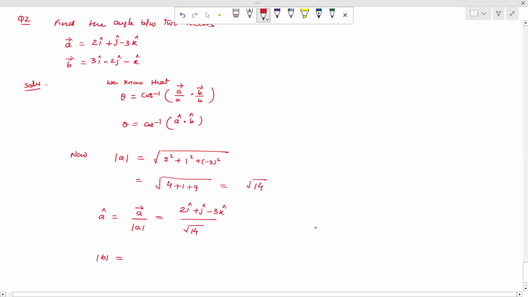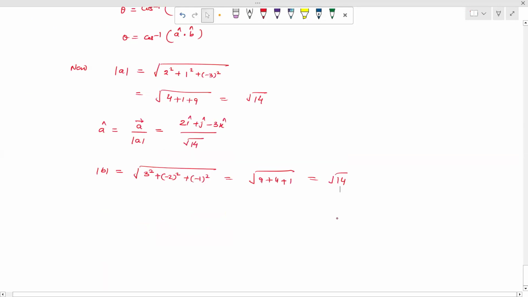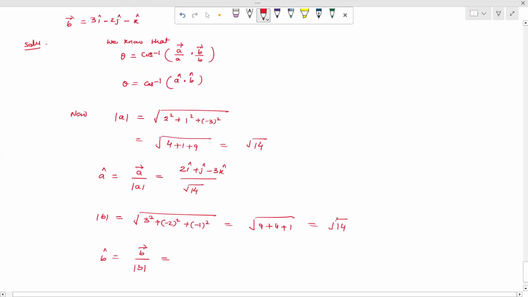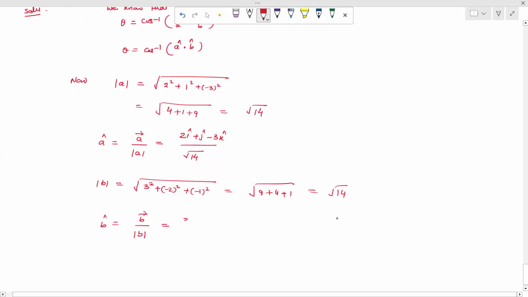Now for the magnitude of vector b: vector b magnitude will be 3² plus (minus 2)² and plus (minus 1)², so 3 × 3 = 9, 9 + 4 and + 1, so this is also 14. Now the unit vector of b is vector b upon magnitude of b. Vector b is 3i - 2j - k, so (3i - 2j - k) upon √14.